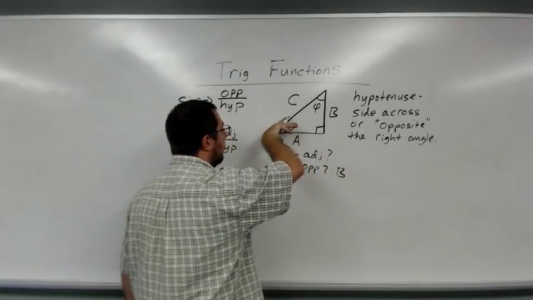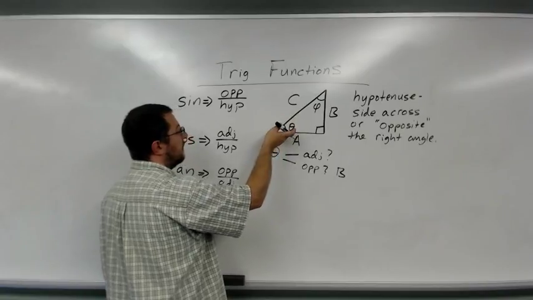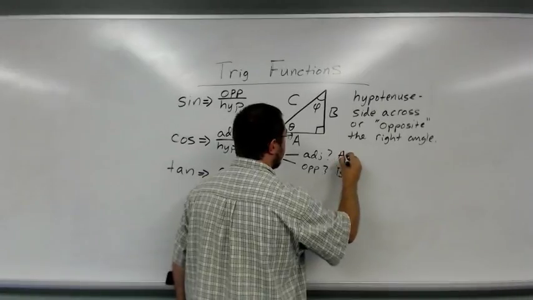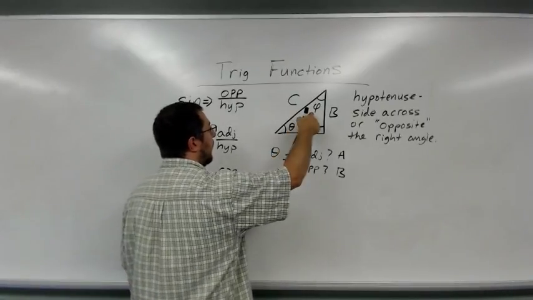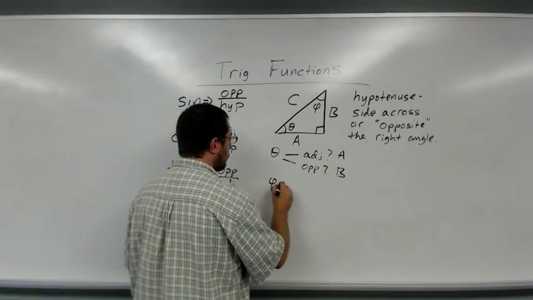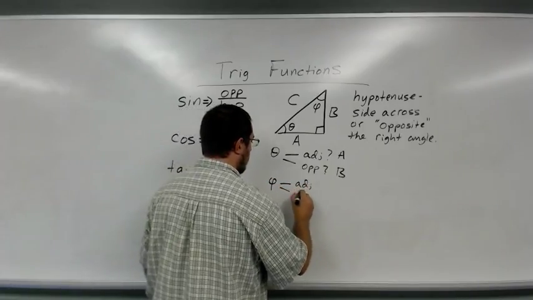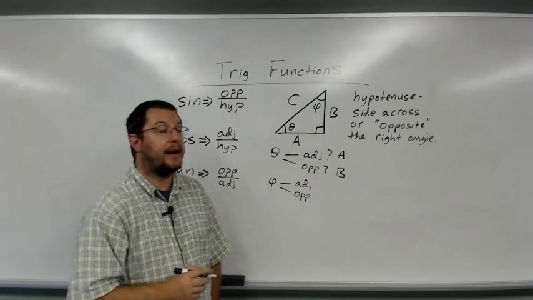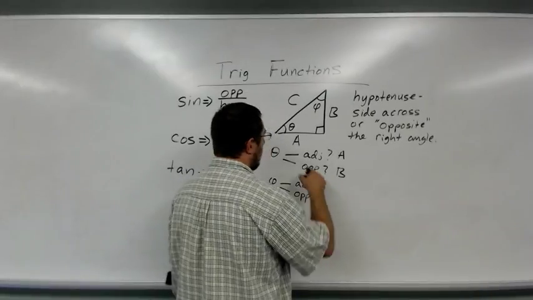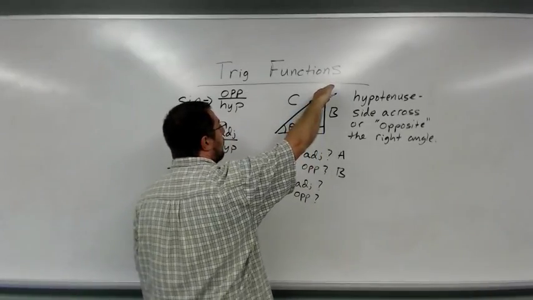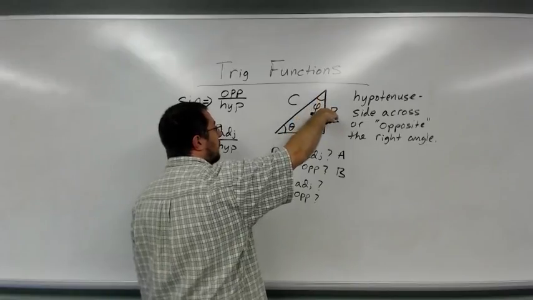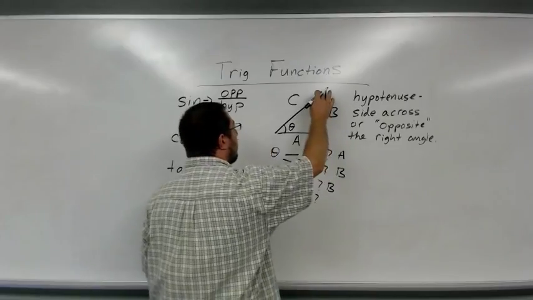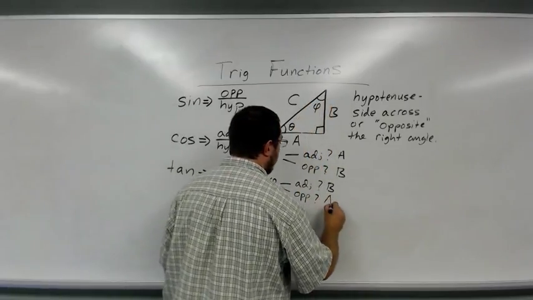My adjacent side is the non-hypotenuse side that makes up the angle. So as far as theta is concerned, A is my adjacent side. What about the angle phi? Well, in the case of the angle phi, my adjacent side, the side that helps make up the angle that's not the hypotenuse, in this case is going to be B, and the opposite side is going to be A.